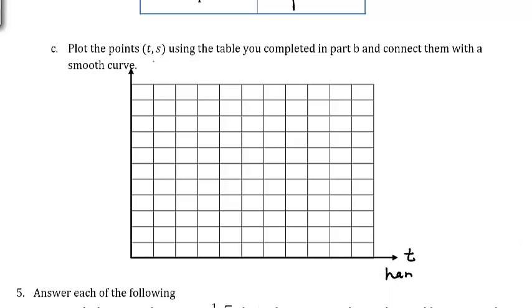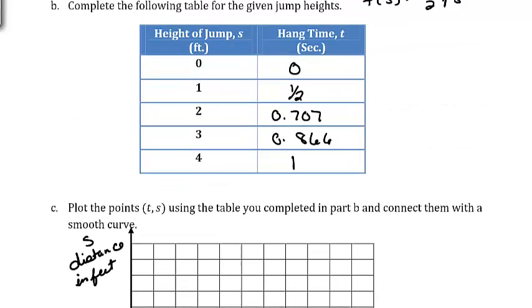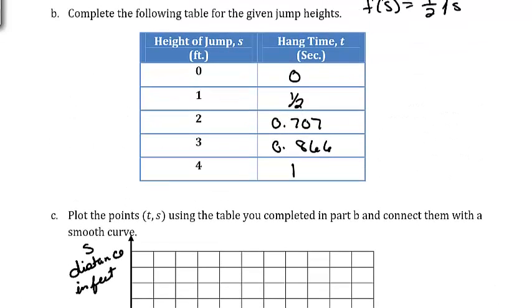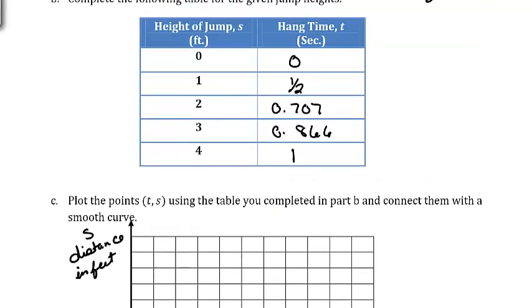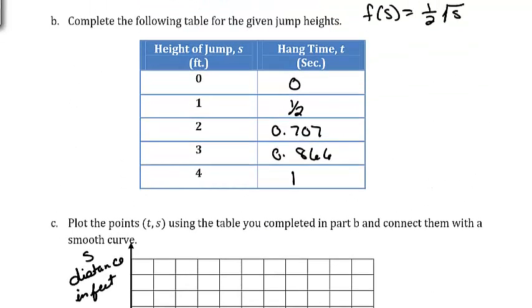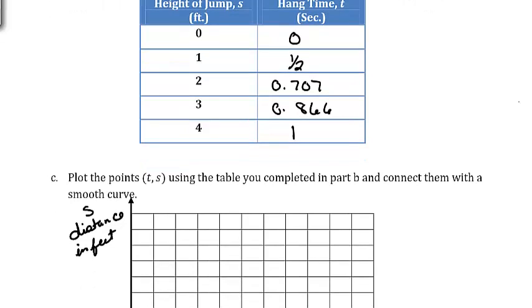So now let's plot these points. So t again is our hang time, and that's going to be on our x-axis, and then s is our distance in feet. And this is in seconds. And so we have the point 0, 0. And we have the point, and we're doing this backwards. I'm going to stop my video.